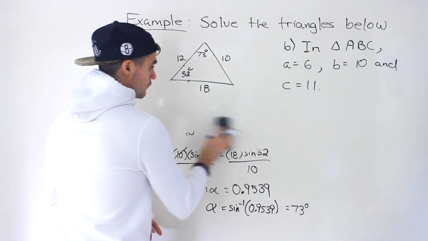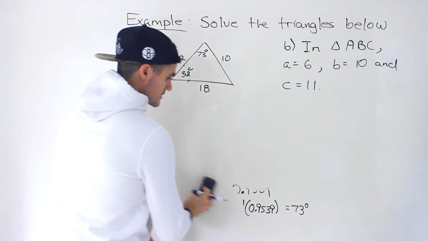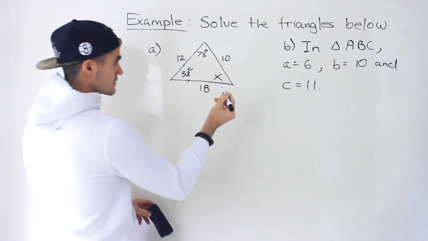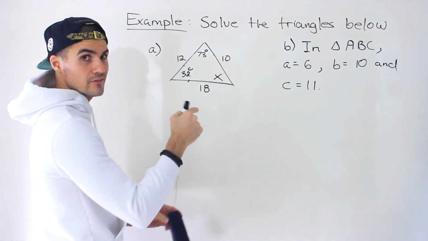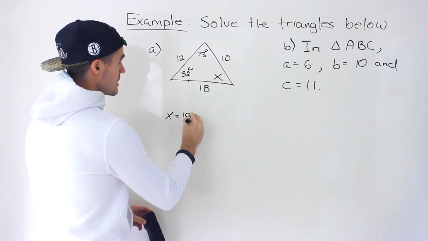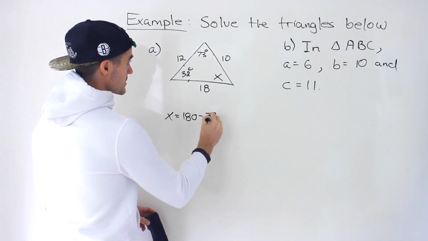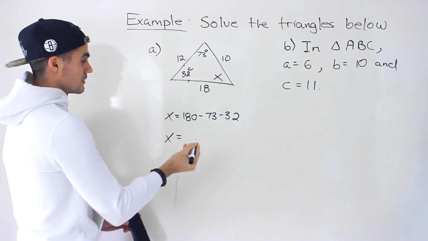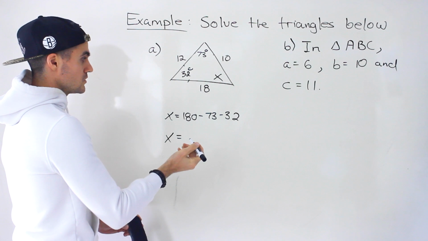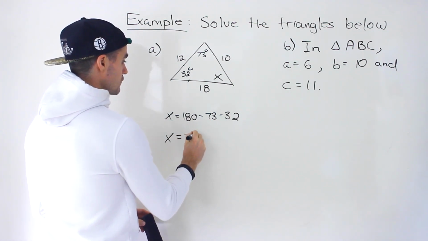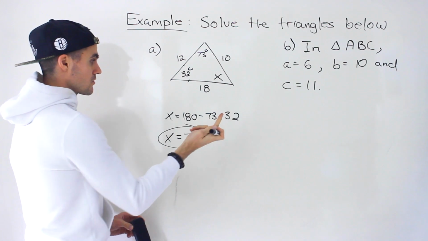And now to solve for this last angle, let's call it, you could put any variable here you want, let's call it x. Well, notice all three angles have to add up to 180, so it's just easiest to subtract 73 and 32 from 180 to get that third angle. Okay, and when you do that, you'd get what? This would be 105, so this would be 75 degrees. That would be that third angle.